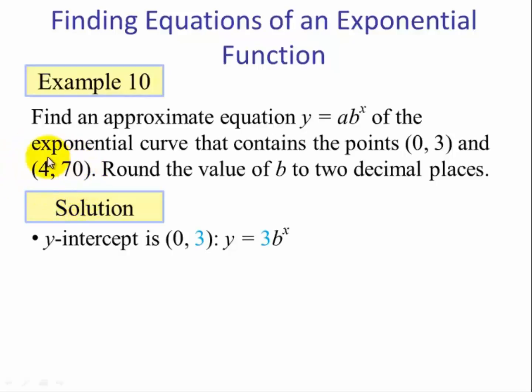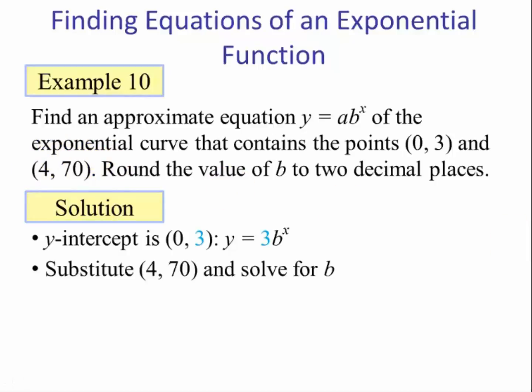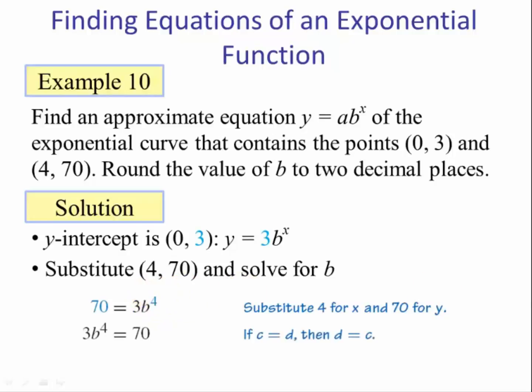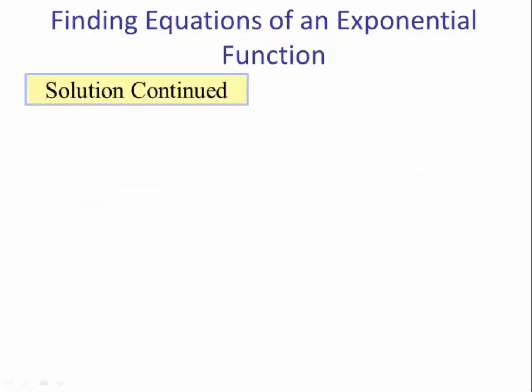So we're going to use this point here, (4, 70). When x is 4, y is 70. So substituting those values in for x and y, we can solve for b. So we have an equation that only has one variable, b. So solving for b, we need to get rid of the 3 and we need to get rid of the power of 4. Dividing by 3 first, we get b to the 4th equals 70 divided by 3.